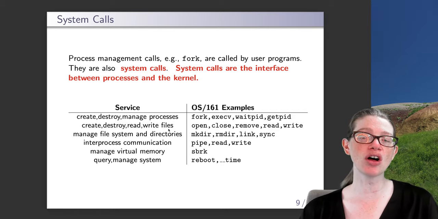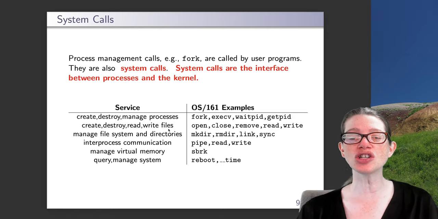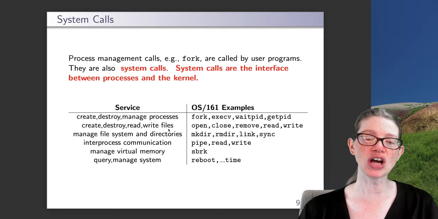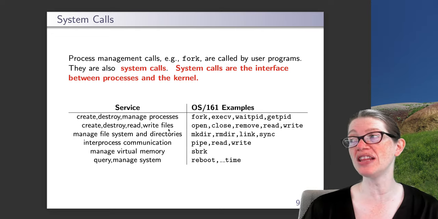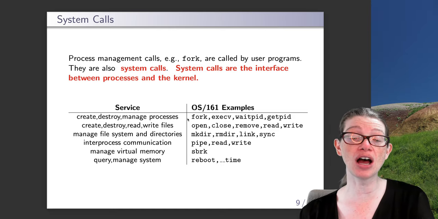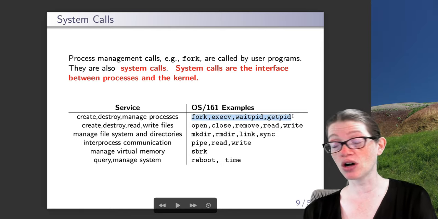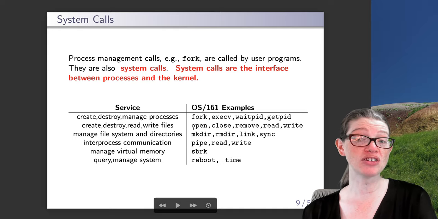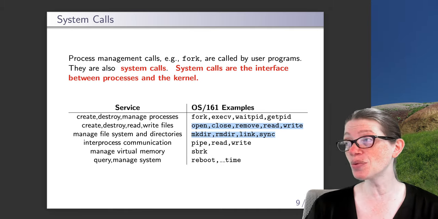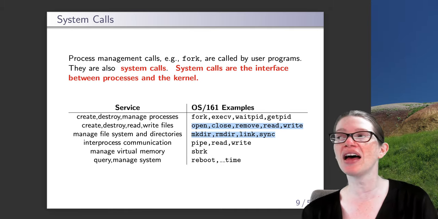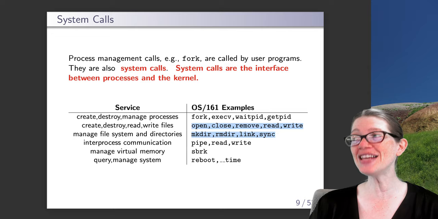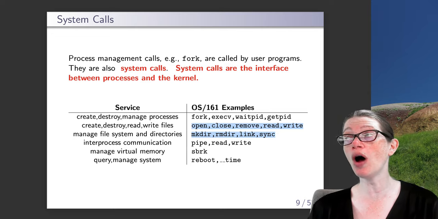So the process management calls like fork are actually part of a bigger group of calls called system calls. System calls are part of the interface that exists between user land and the kernel. These are things that you are familiar with and use all the time. There's the process ones that we've already talked about, and then there are all the ones with respect to files and directories. Opening a file, closing a file, reading and writing, making directories, traversing directories, all of those commands are system calls. And they're called system calls because they are things that we want the system, or the operating system, to do on our behalf.